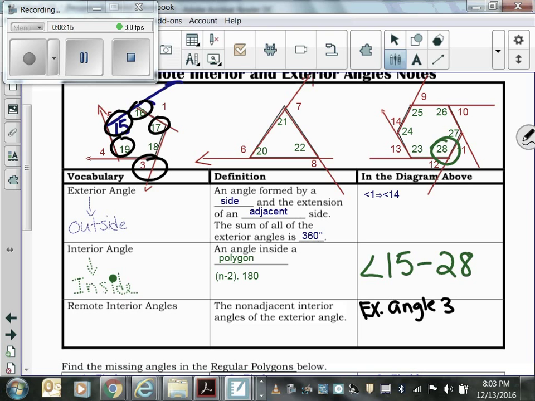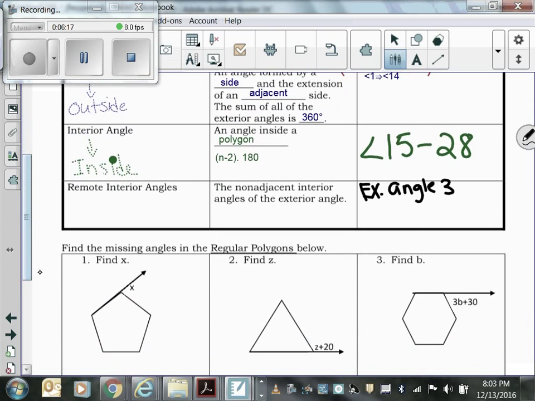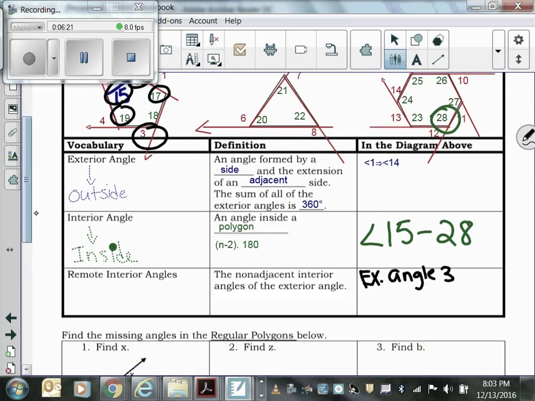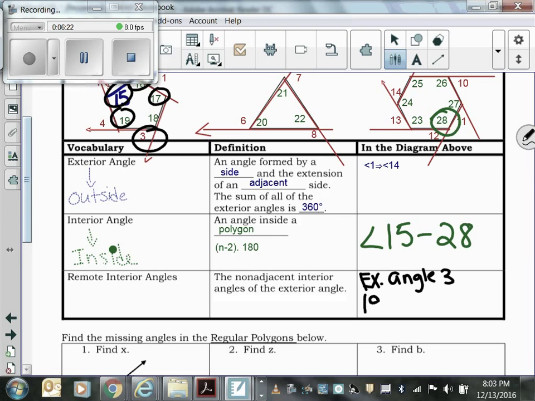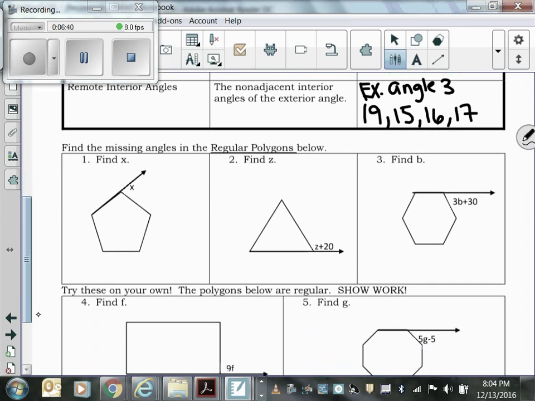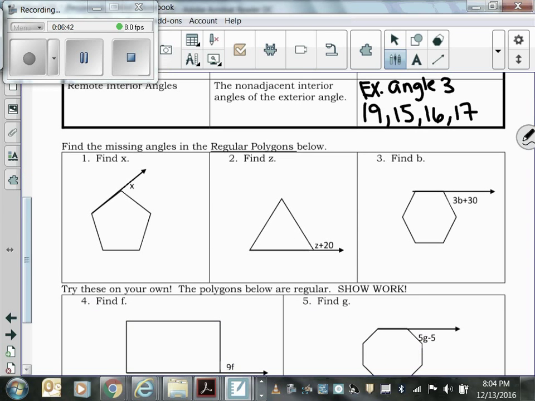That's my exterior angle. What I'm going to say is then I have angles number 19, 15, 16, and 17 are my remote interior angles. Now that I know all of my vocabulary, what I can do is I can go in and find all my missing angles in the polygons down here.